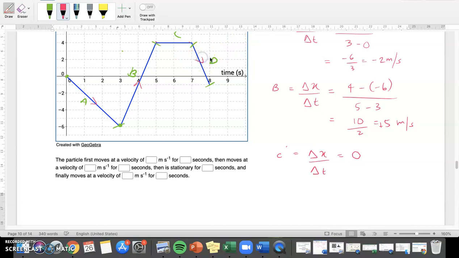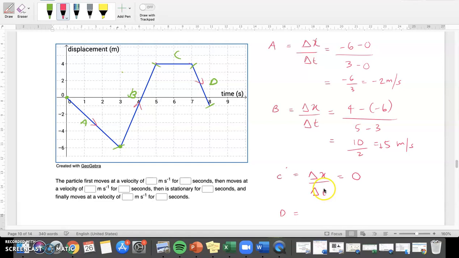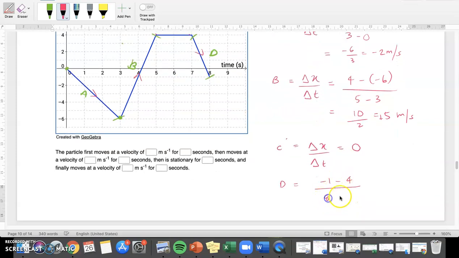And for D, it's going down. So D is, let's see, the final is at minus 1 minus a 4, over the time. The time is at 8, started at 7. So it's a small time frame, 8 minus 7. Okay, so it's a minus 5 over 1. So it's a minus 5 meters per second, which is a negative velocity.